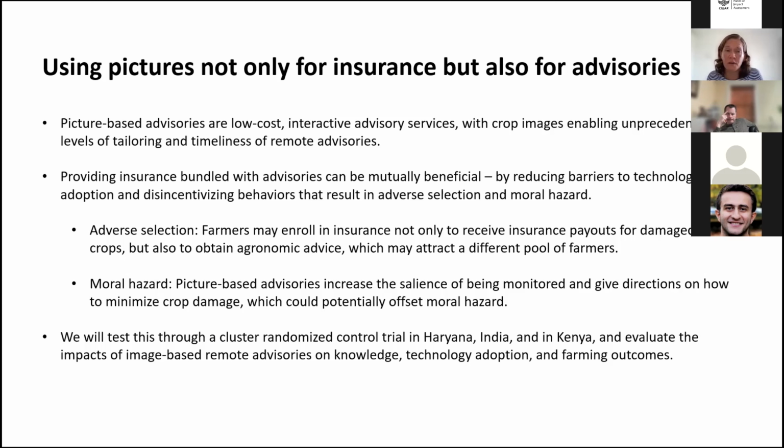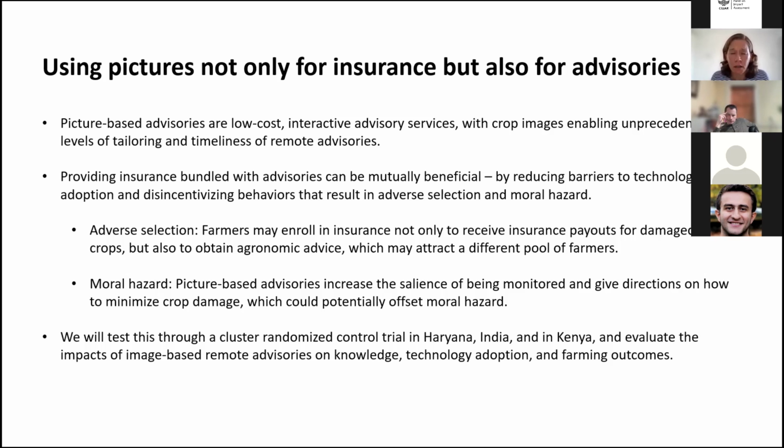But when you bundle this with advisories, then there's a second dimension of selection into the product. Farmers will enroll not only to get the financial protection from shocks, but also to obtain agronomic advice. And so you might expect that this could be attracting a different pool of farmers. So that's on the adverse selection side.